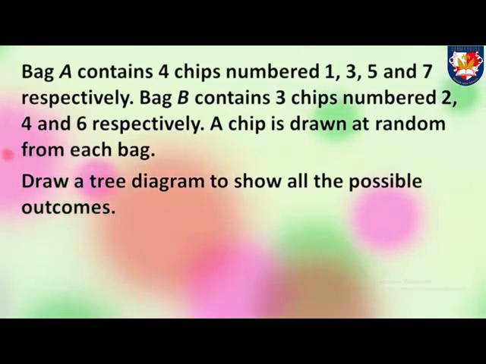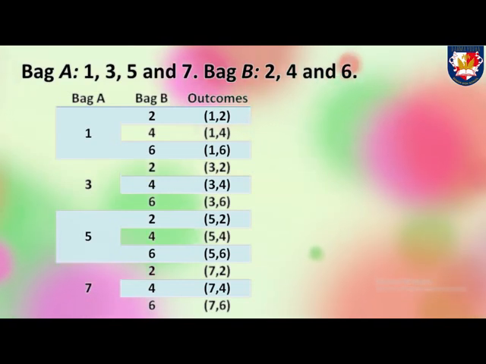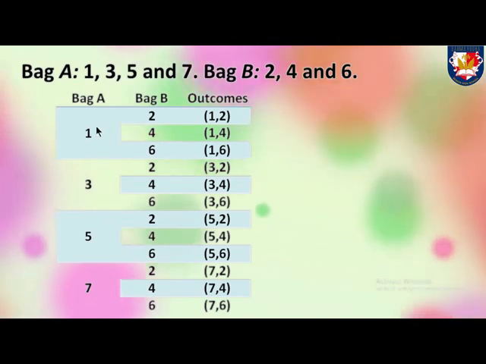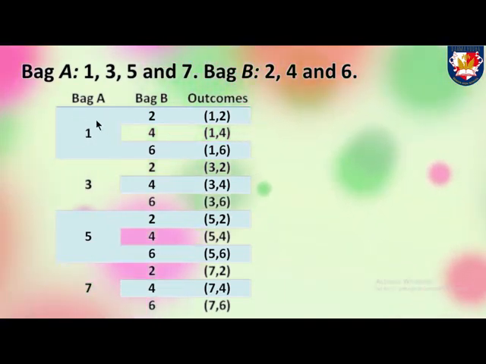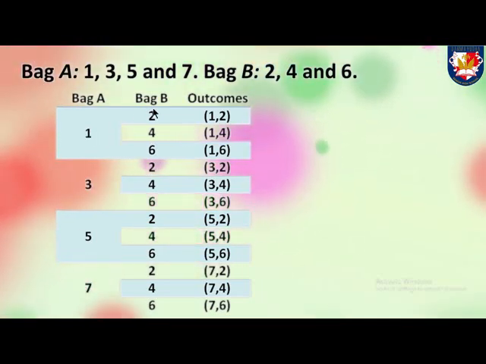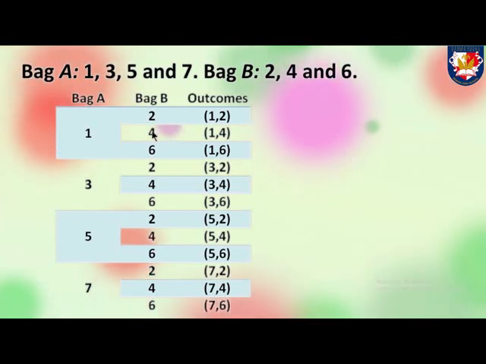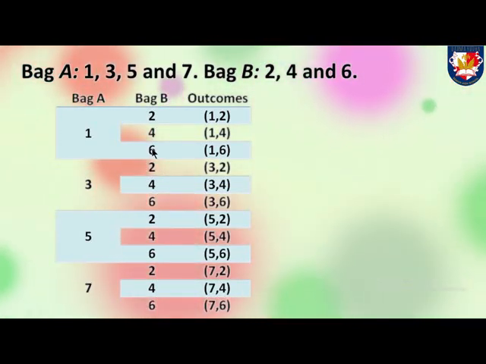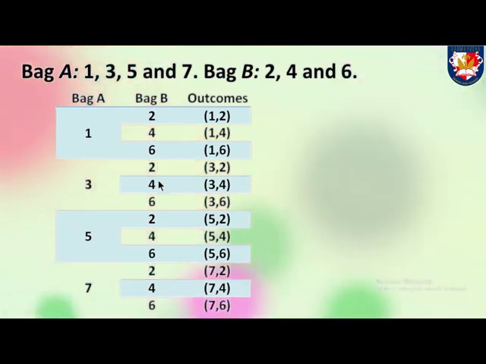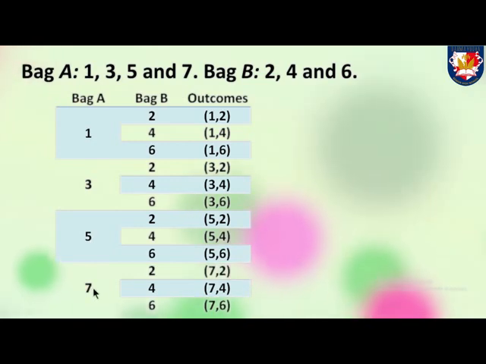How do we draw the tree diagram based on this event? We know that bag A is 1, 3, 5, and 7 and bag B is 2, 4, and 6. So we list the possibilities of bag A, and we repeat all the possibilities of bag B for each possibility of bag A. The possibilities of bag A are 1, 3, 5, and 7. For 1, we list all the possibilities of bag B: 2, 4, and 6. For 3, we repeat again 2, 4, and 6. For 5, and so on for 7.